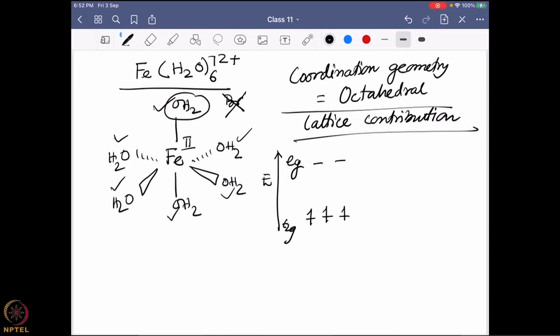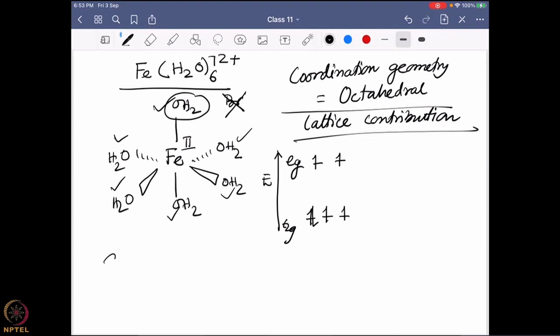Now, water molecule, group 16, sigma donor, pi donor. It is going to be a weak field ligand. That means it's a high spin system. So the 4th electron will go there, 5th here, 6th one here. So now the electronic distribution, is it symmetric?